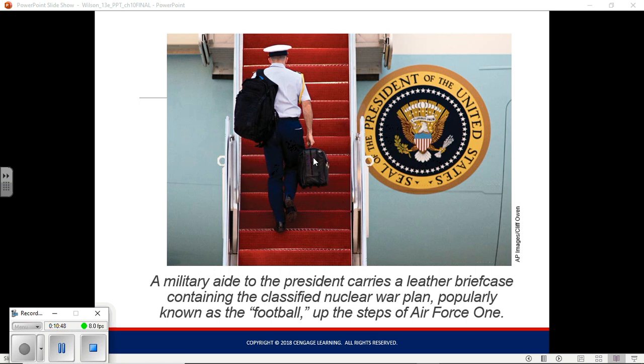Your book noted, if you pay close attention to the swearing-in ceremony of presidents, there is a person who will shift from one side to the other.